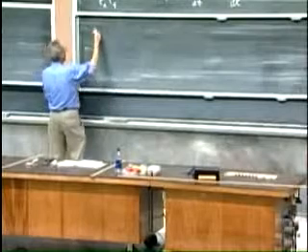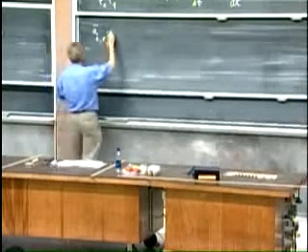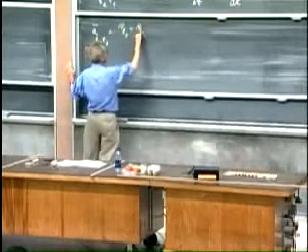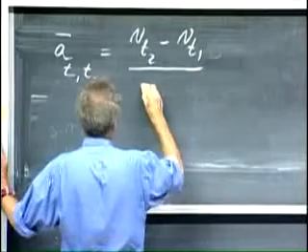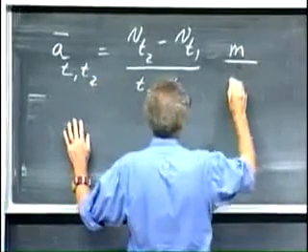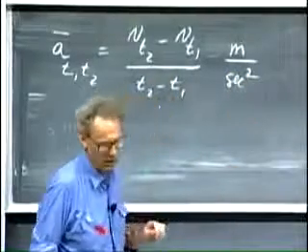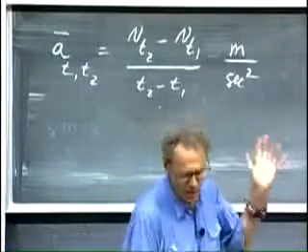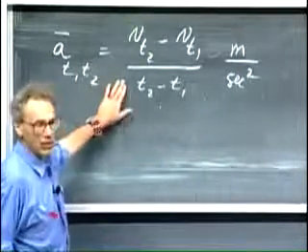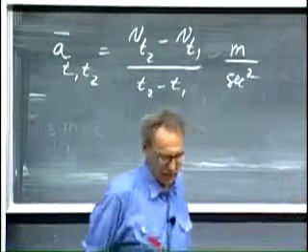The average acceleration between time t1 and time t2 would then be the velocity at time t2 minus the velocity at time t1, divided by t2 minus t1, and the dimension is length per time squared, so it's meters per second squared. This is then for a one-dimensional situation. This number can be larger than 0, it can be equal to 0, and it can be smaller than 0.